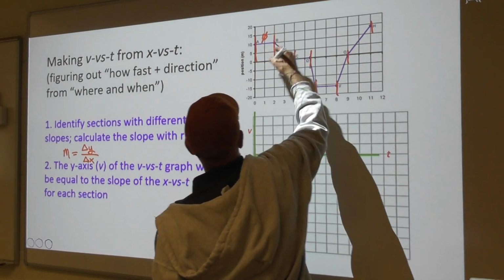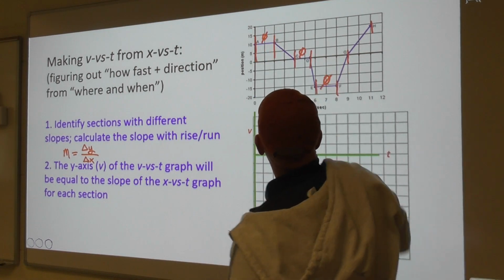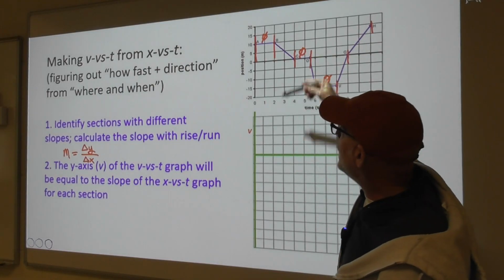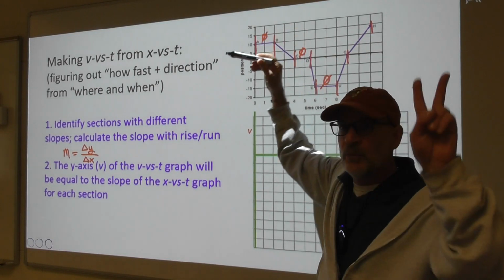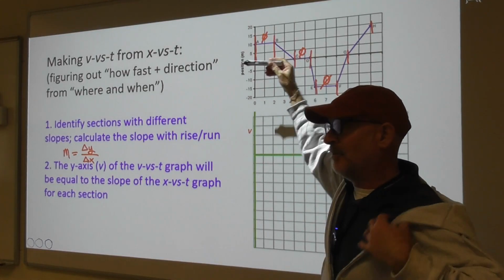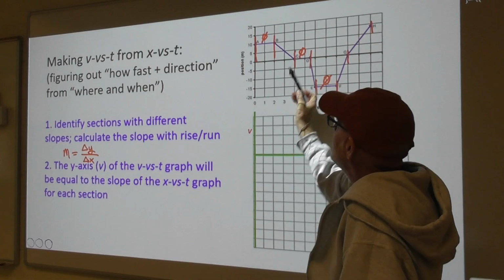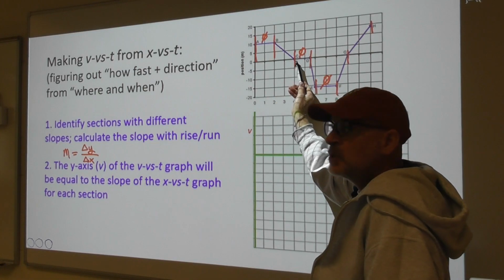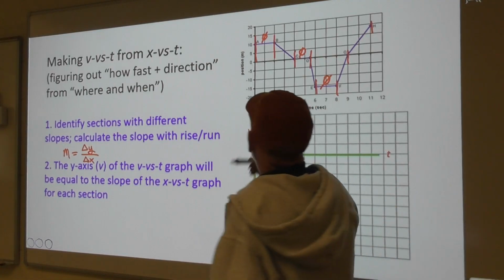This has a slope of 0. So does this, so does this. So that's pretty easy. This moves down 10, so the rise is actually negative, right? It's not going up, it's going down, so this is negative 10, and it's a change of 2 seconds. Negative 10 divided by 2 is going to be negative 5.